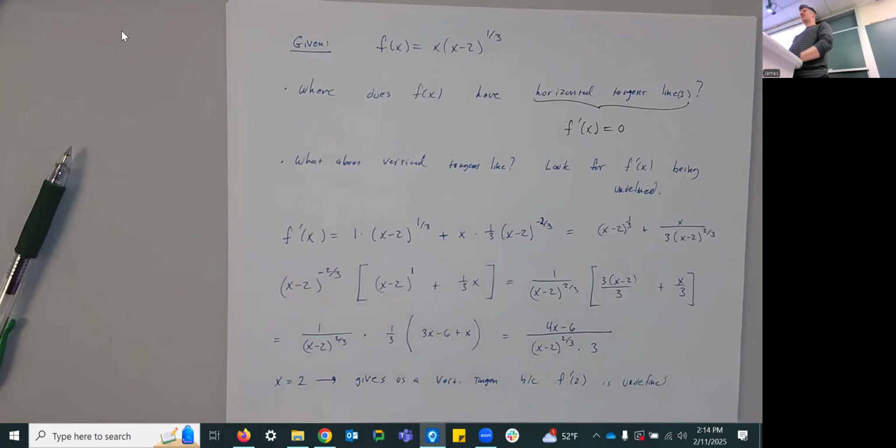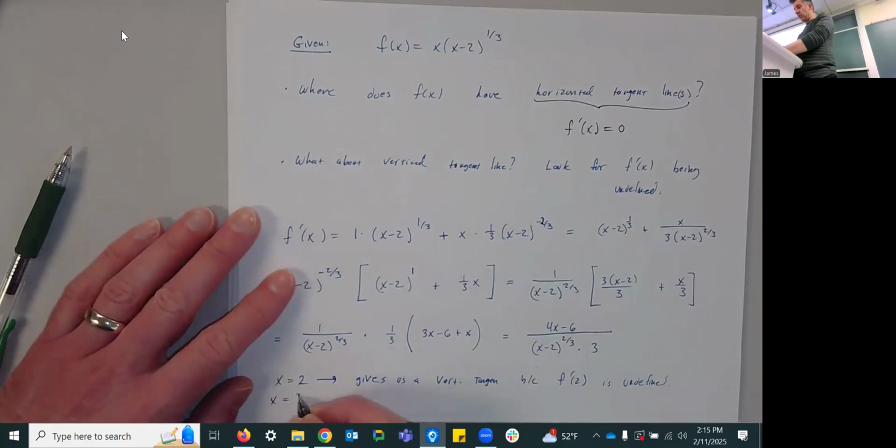What value of x gives us a horizontal tangent? Or what value of x makes this whole thing equal to 0? Well, it's a little more work. If it's at the top equal to 0, it's going to be like 6 over 4, which reduces to 3 over 2. So x equals 3 over 2 gives a horizontal tangent line.